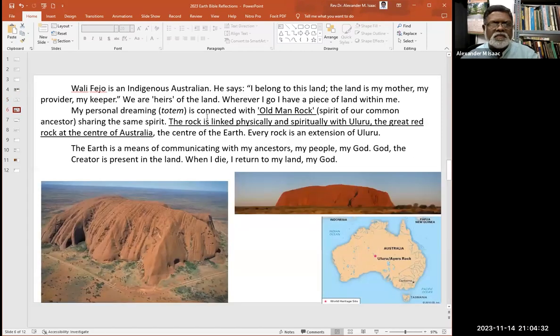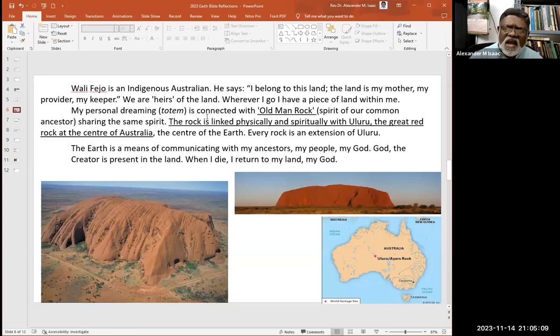And here, Valley Fejo, this indigenous Australian, says, I belong to this land. The land is my mother, my provider, my keeper. See, indigenous religious traditions always venerate the earth. Therefore, most of the indigenous religions have land as their God. They consider land as God.